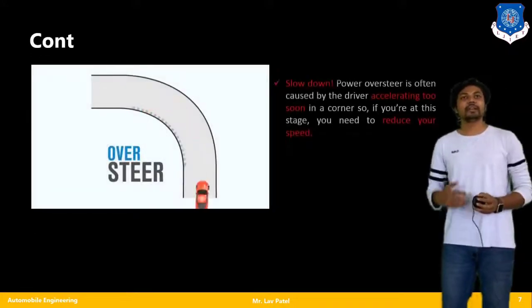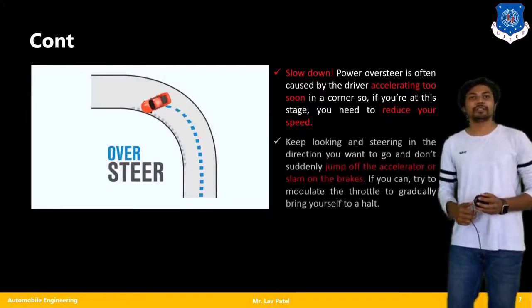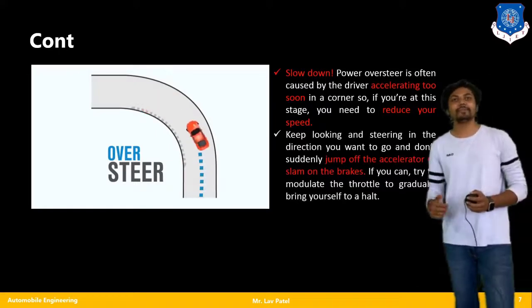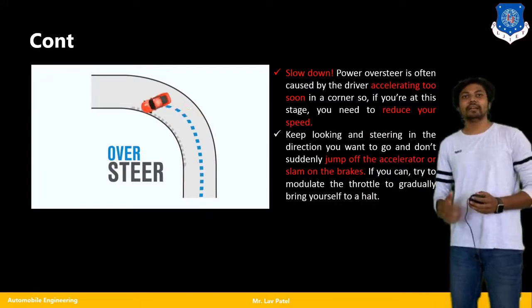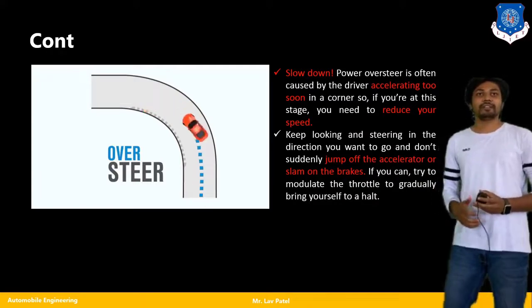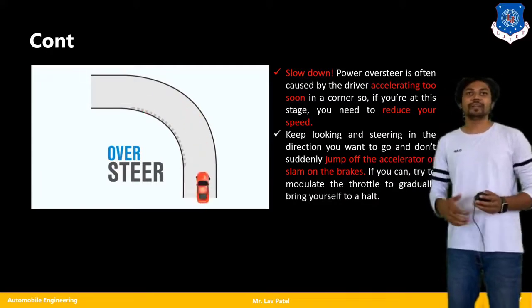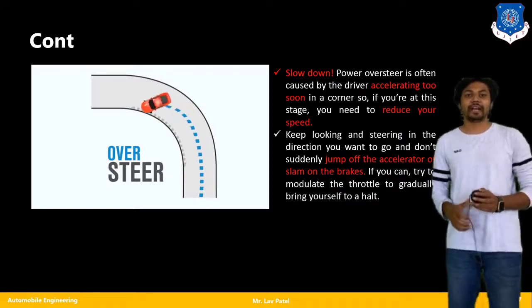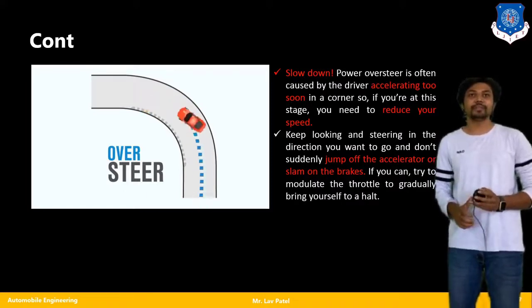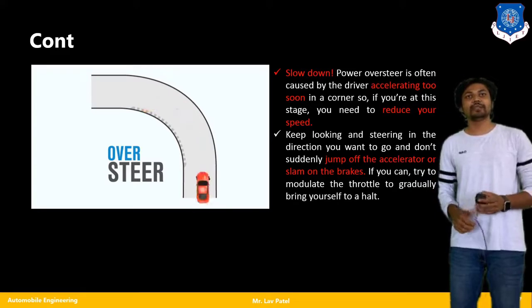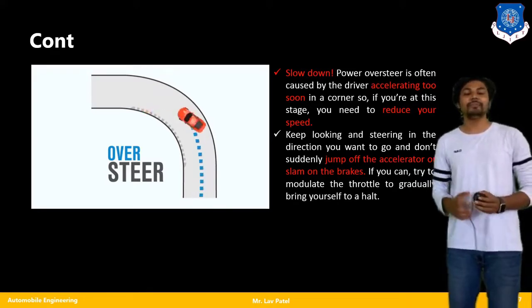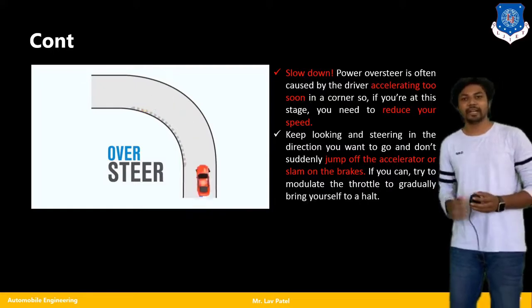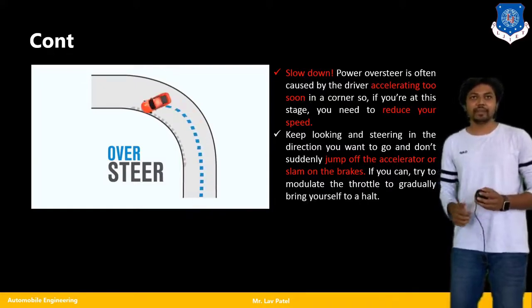Again, the oversteer causes and solutions. For the solution, the first and prior solution is to slow down my vehicle at a particular curvature. Power oversteer is often caused by the driver accelerating too soon. So again, accelerating too soon and braking very fast are the main reasons for oversteer and understeer.